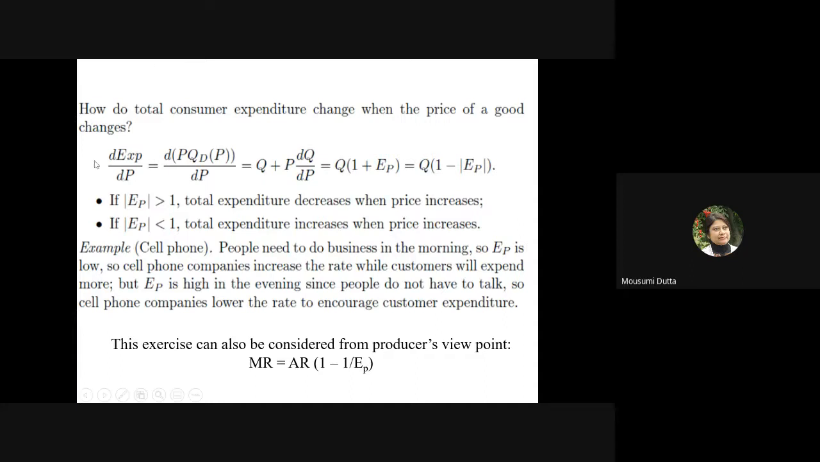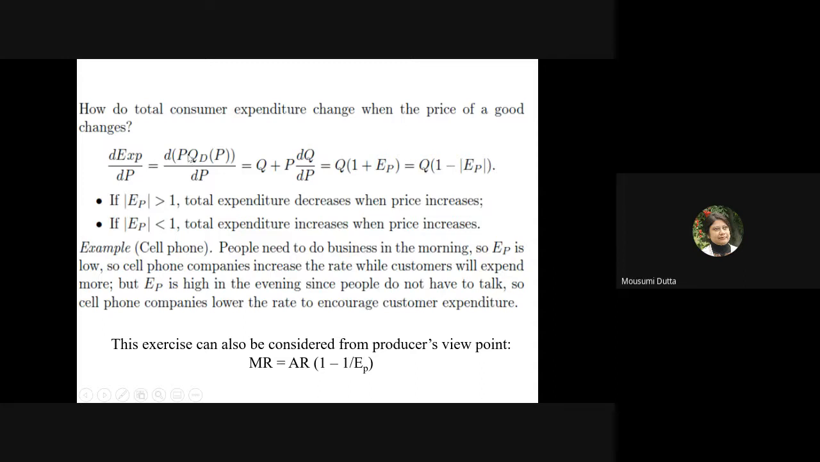So what I am doing, I am considering D of capital E. In the suffix, I have written XP. That is, I am defining this E to indicate the expenditure on X, where quantity demanded is given by small x and the unit price of the commodity is given by P. So D capital E suffix XP by DP, the change in expenditure due to change in price.